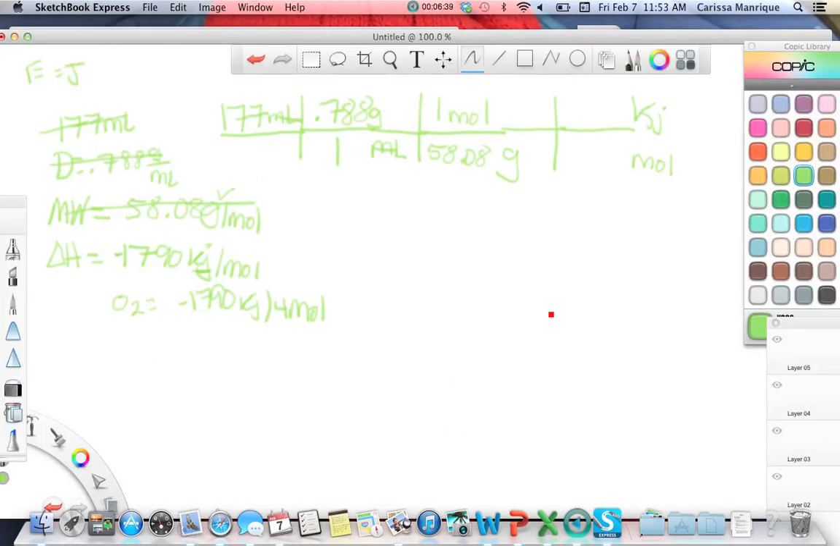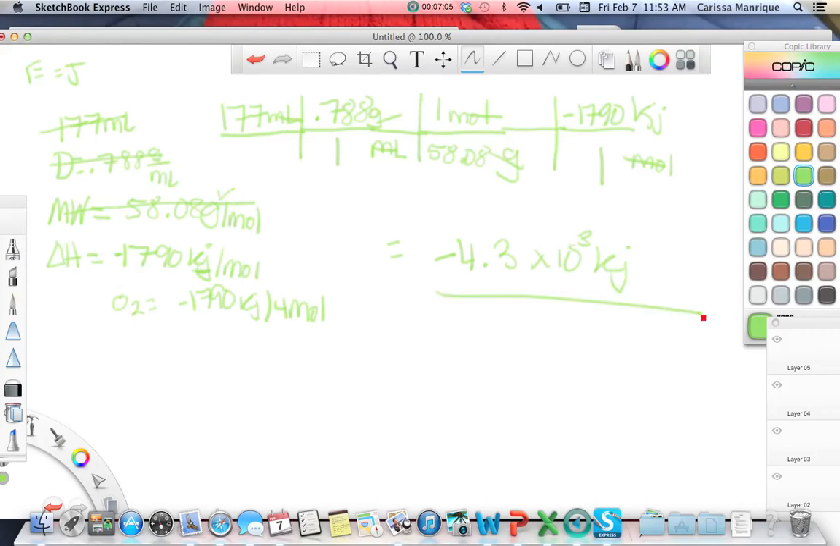Okay, but this one is per 1 mole, so we have 1 mole, and that is negative 1,790 kilojoules. So moles cancels, grams cancels, leaving us with kilojoules. So if we multiply and divide this all out, you should get negative 4.3 times 10 to the third kilojoules.